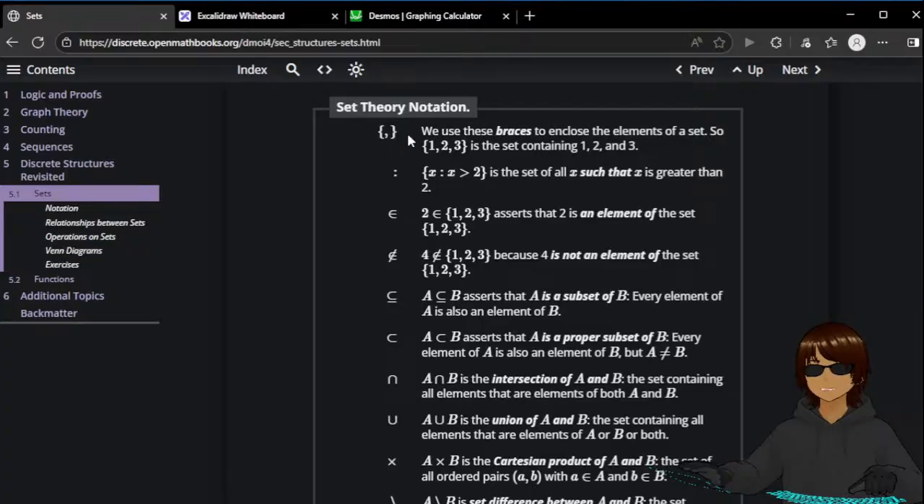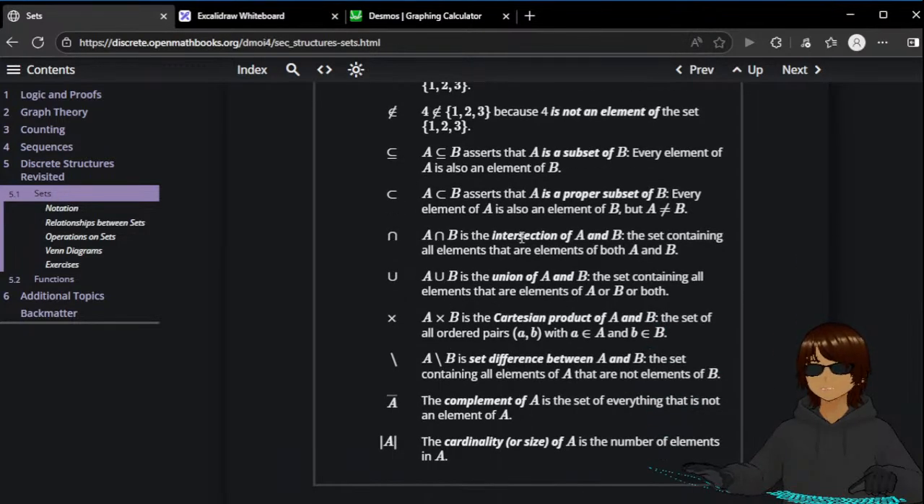And then we have this. A is a subset of B asserts that every element of A is also an element of B. A is a proper subset of B asserts that every element of A is also an element of B, but A is not equal to B.